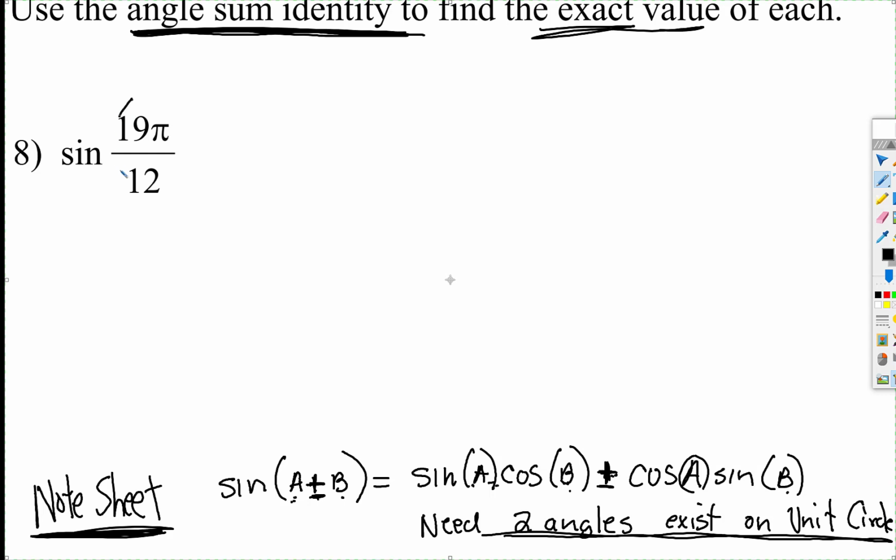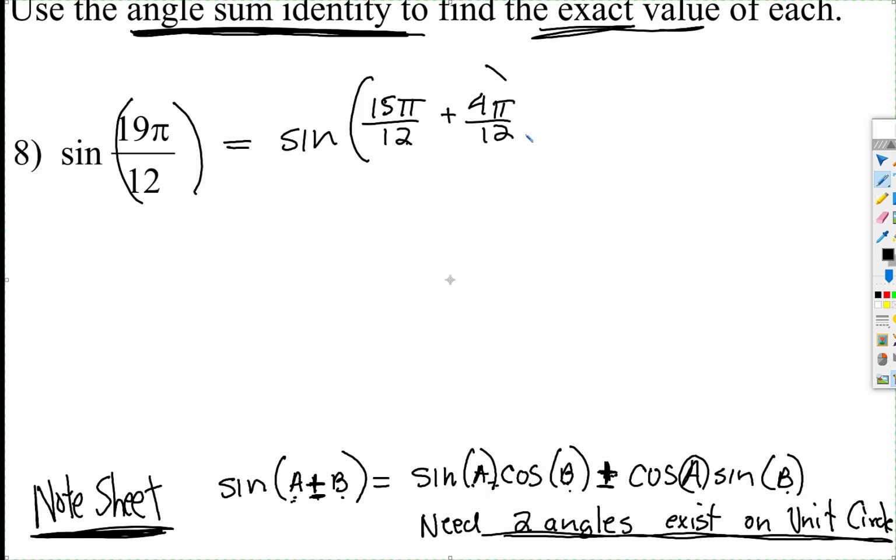So we have to think about this, 19 pi 12ths. We have to think of two angles that add together to be 19 pi 12ths, but could be simplified. So let's see. If I did 15 pi 12ths, well, 15 and 12 both have a 3 in common. When you simplify that, oh, 5 pi 4ths. Cool. All right, so 15 pi 12ths plus 4 pi 12ths is 19 pi 12ths.